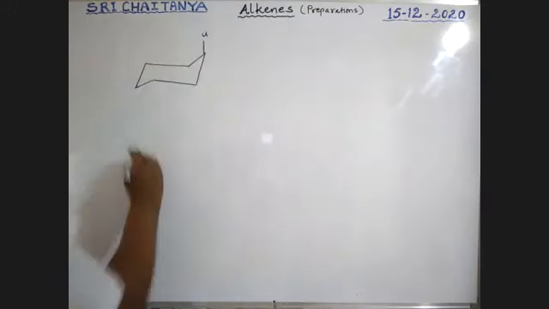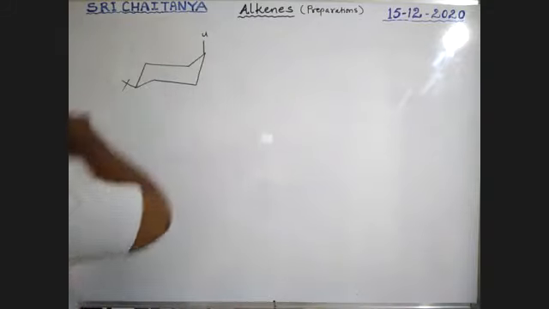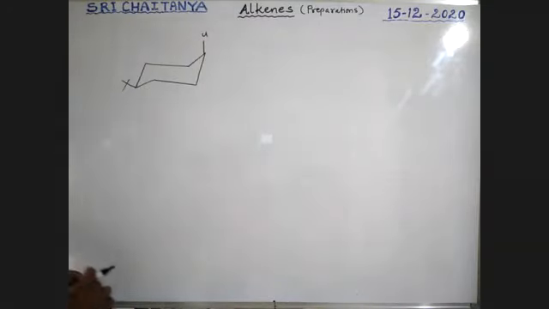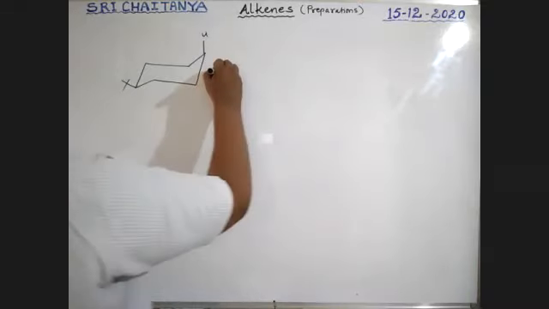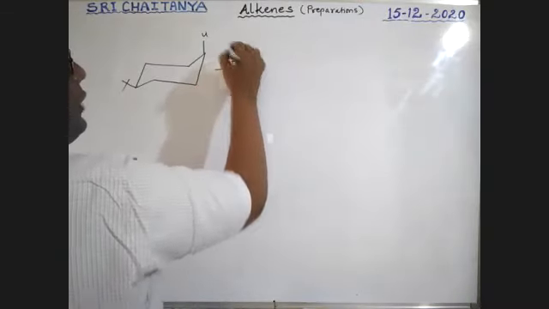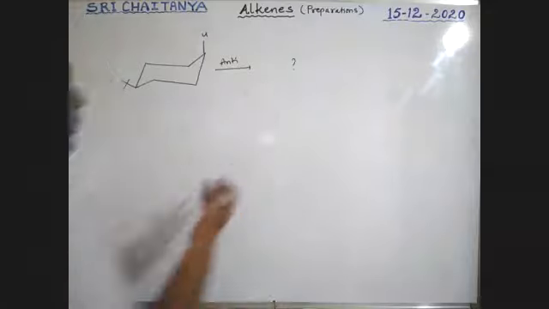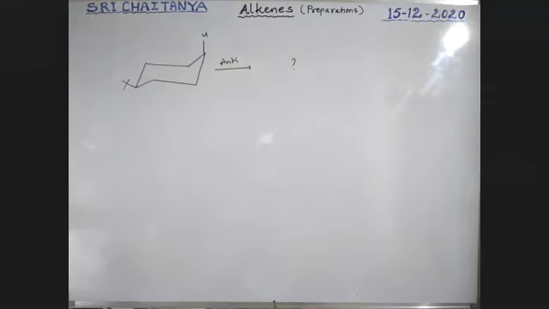This is chlorine, boys. It is the compound. Now, tell me, I am using anti-elimination. What is the product here? Is the product possible or not possible? Tell me first of all, yes or no? Is the product possible or not possible directly? Balaji, check once again.